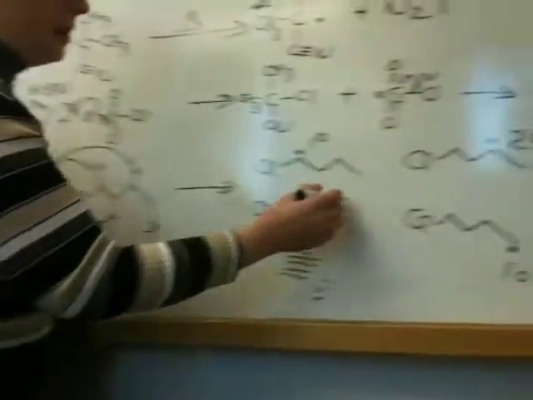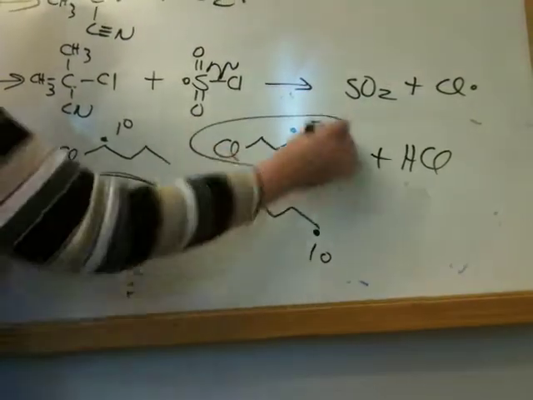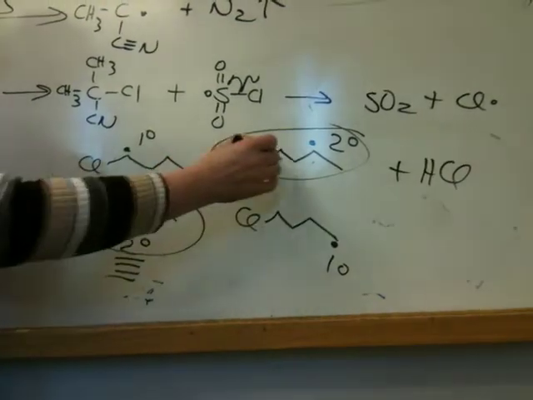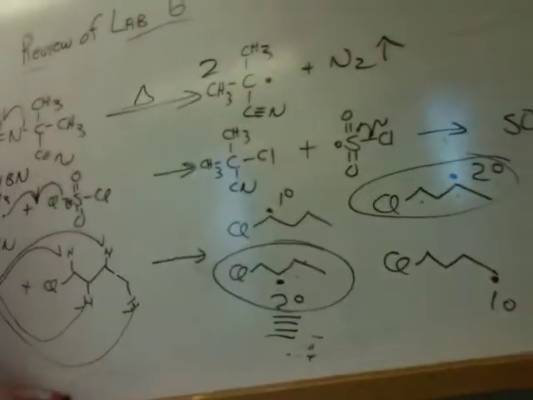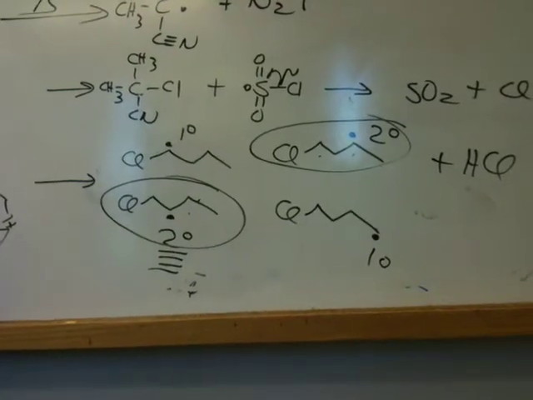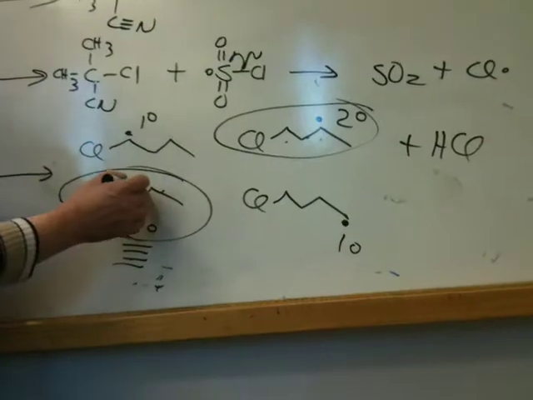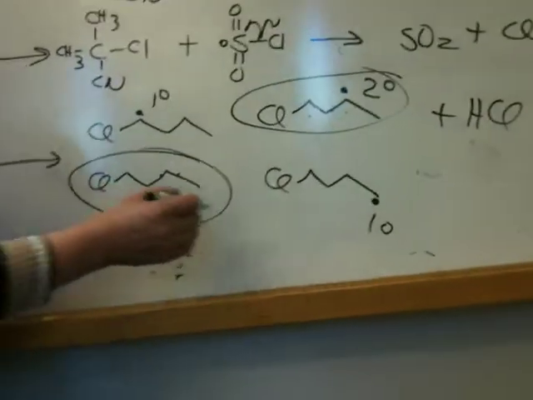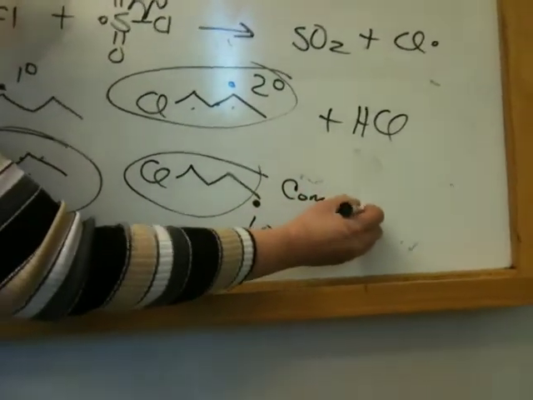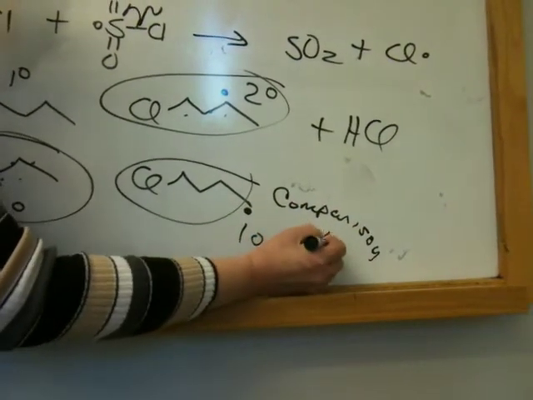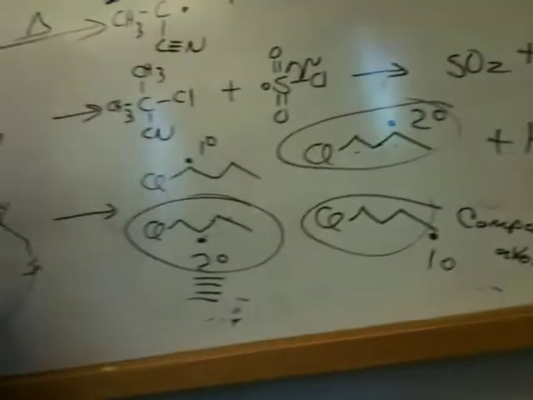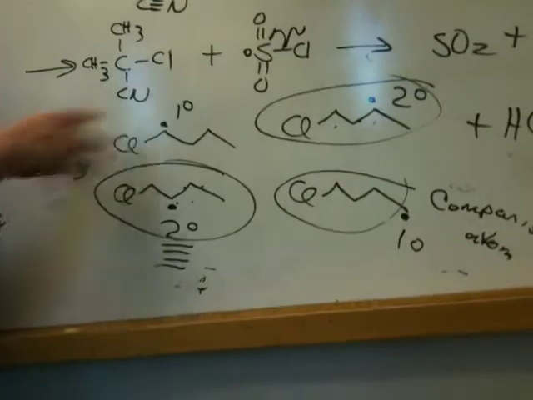Now, as I told you, you want to focus on these 2. Why these 2? Because they're both secondary, and their only difference is the distance from the chlorine. We only want to have one variable in our experiment. We're also going to use this one as a comparison atom.